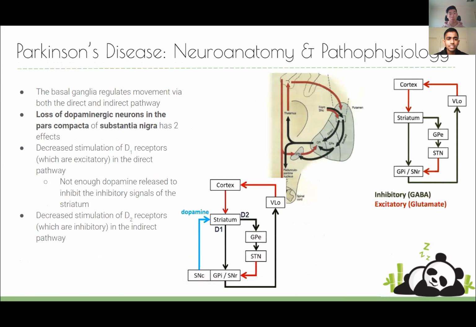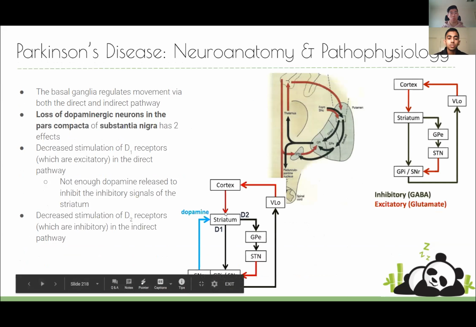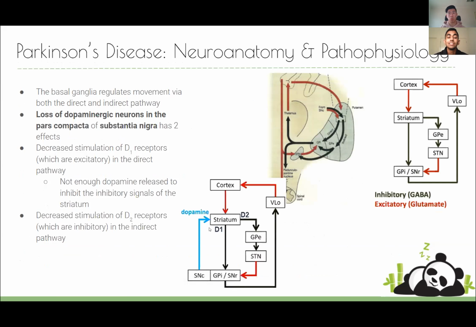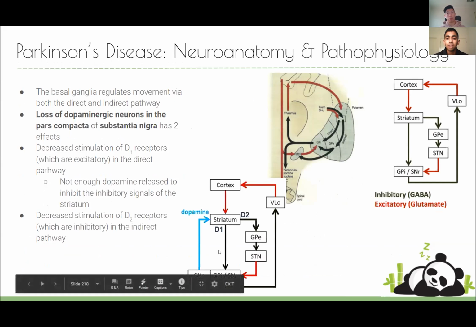Kevin's already talked about this stuff, but these are the pathways that you need to know. Basically, you're just losing all your dopaminergic neurons. You're losing dopamine, and that's going to lead to less stimulation in this pathway, less movement in this pathway.